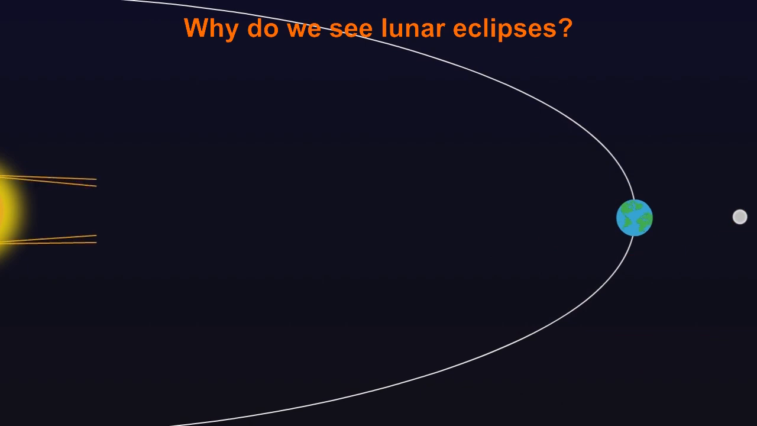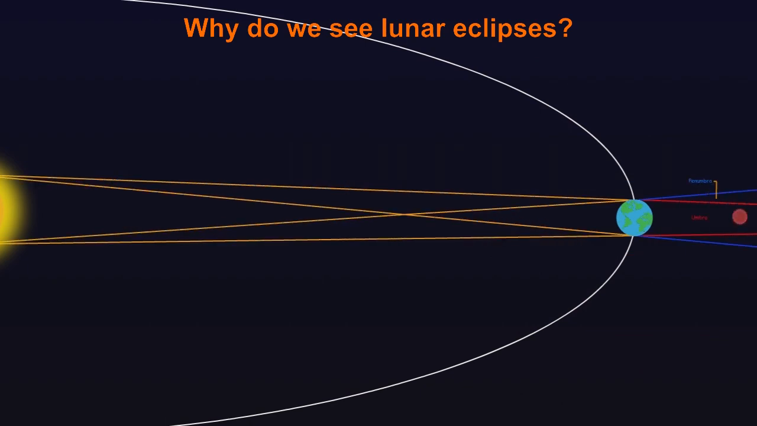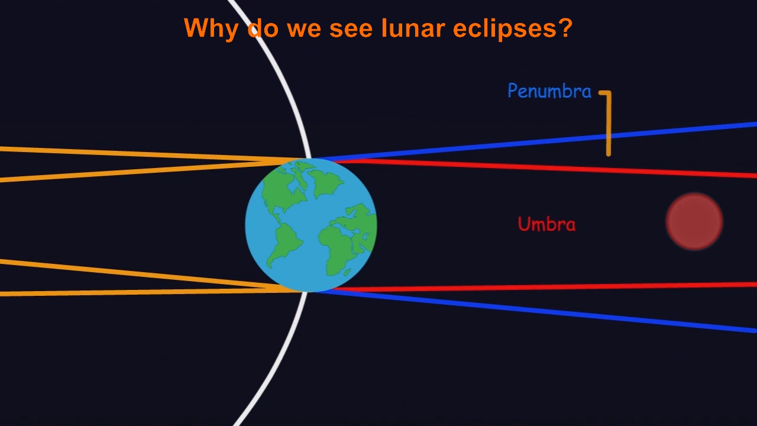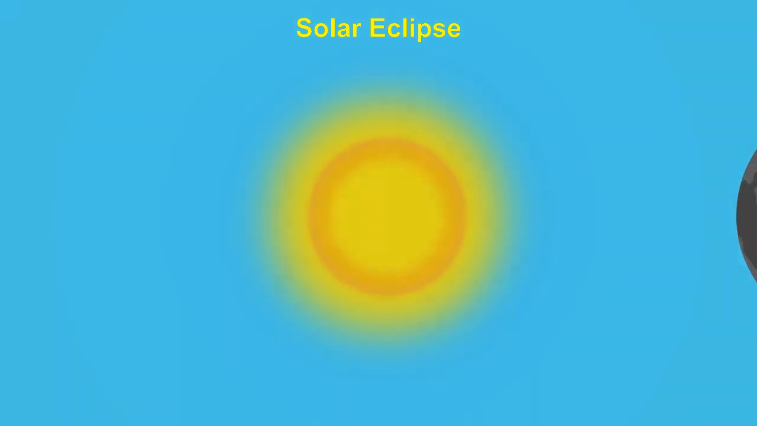In a lunar eclipse, the Earth sits between the sun and moon. Sunlight enters Earth's atmosphere, and bluer light is scattered out while red light passes through and reaches the moon. The Earth's shadow is larger than the moon, which is why lunar eclipses last hours, while solar eclipses last minutes.